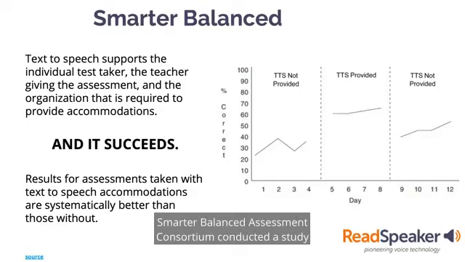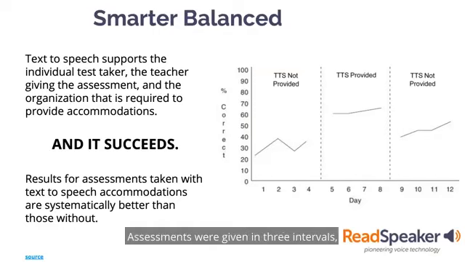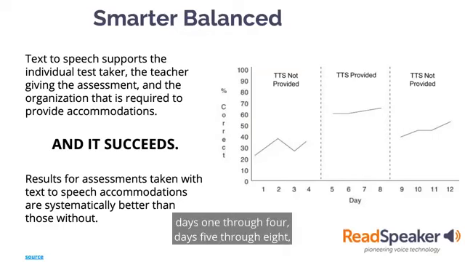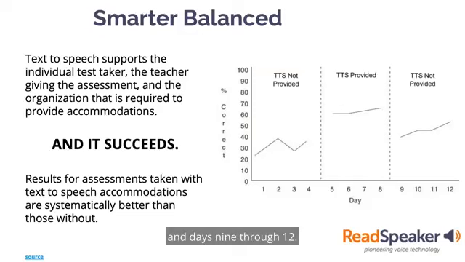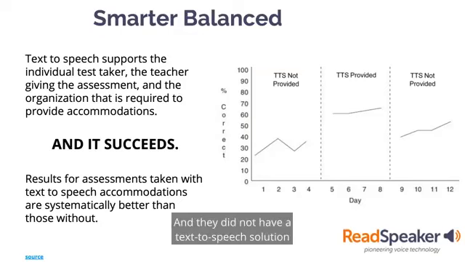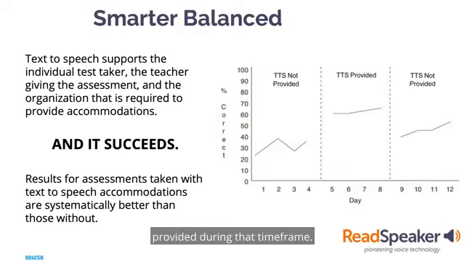Smarter Balanced Assessment Consortium conducted a study in 2020 of 3rd through 5th grade students who have individual educational programs, or IEPs. Assessments were given in 3 intervals: days 1 through 4, days 5 through 8, and days 9 through 12. And if you look at days 1 through 4, you see that the highest they got correct on their assessments was 40%. And they did not have a text-to-speech solution provided during that time frame.